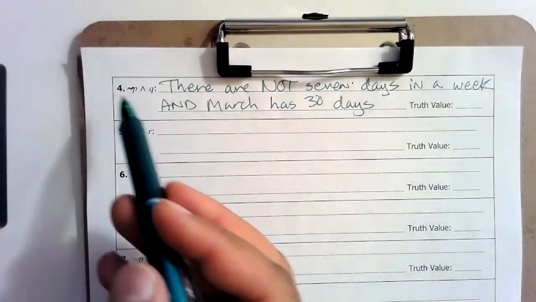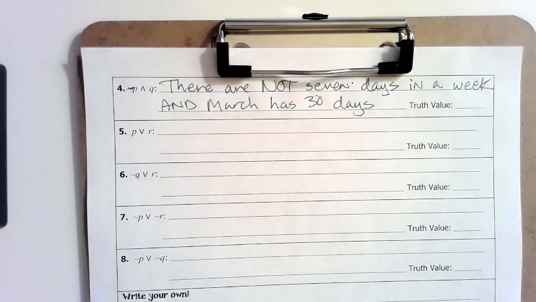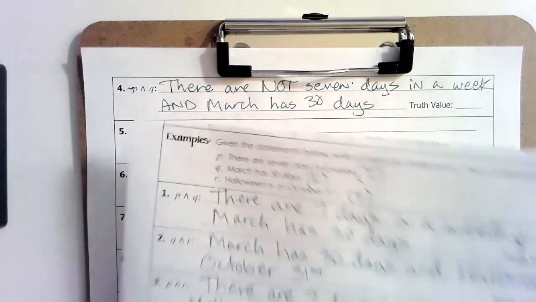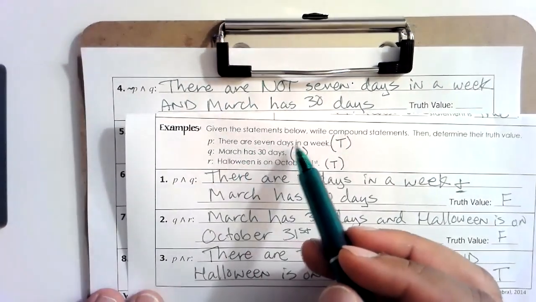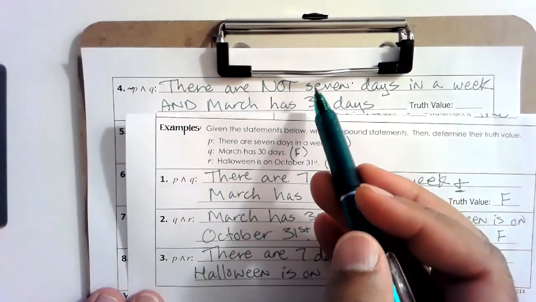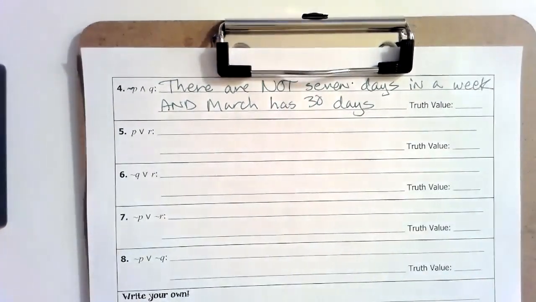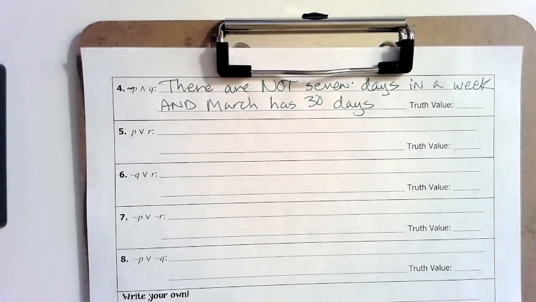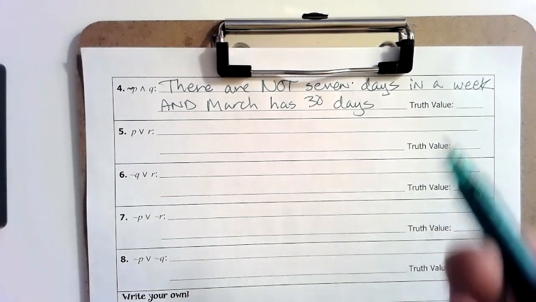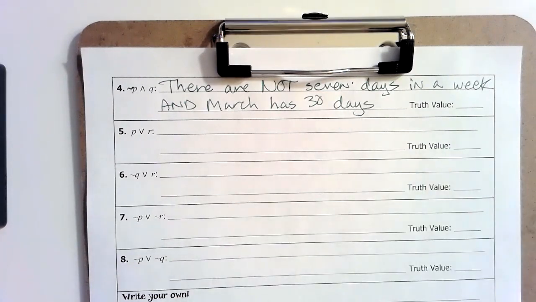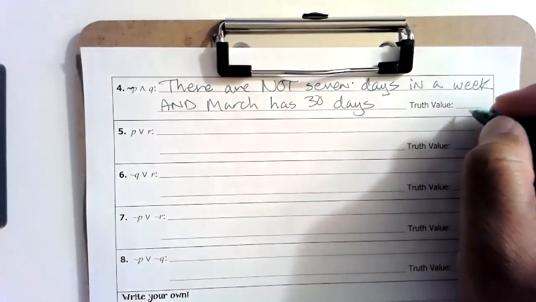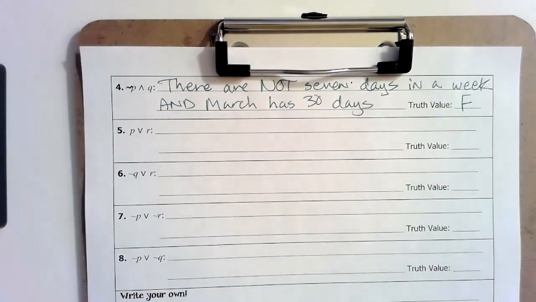You see that negation symbol here. That's going to change the P, which originally said there are 7 days in a week, to now there are not 7 days. So we're still going to judge it based upon the same thing. Since we have a conjunction here, we have to have both parts be true in order to say it has a truth value of true. If I take a look at this, March does not have 30 days. So based upon this incorrect statement alone, we have to say false.